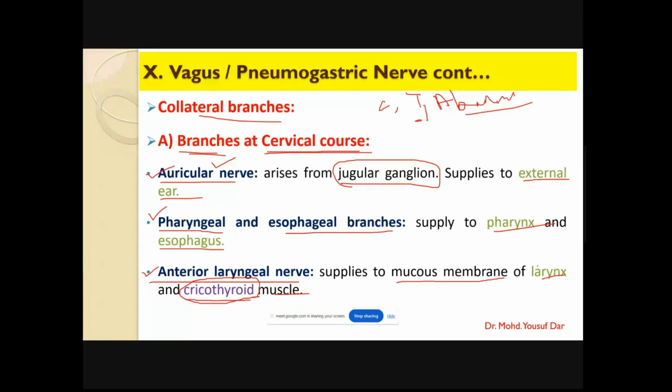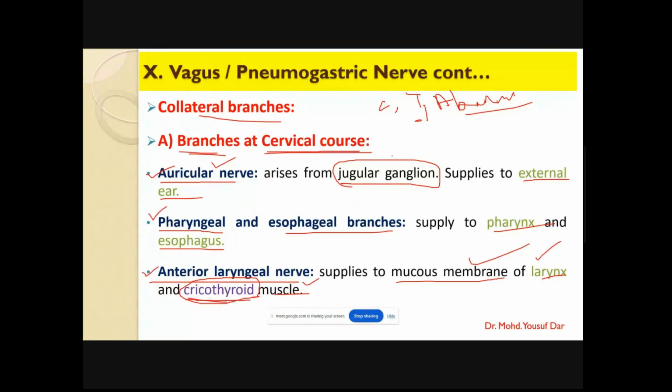So ये mucous larynx को supply करते हैं, plus mucous membrane of larynx plus a muscle that is known as cricothyroid muscle. Only one muscle, that is cricothyroid. जो remaining muscles of the larynx they are supplied by other nerve.